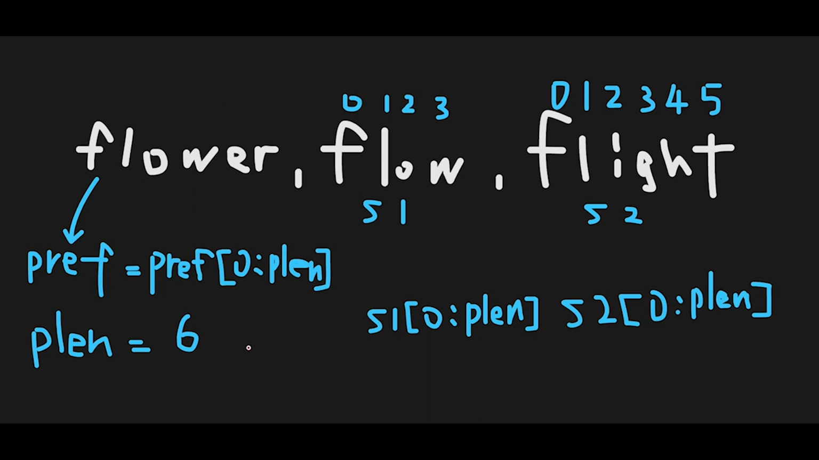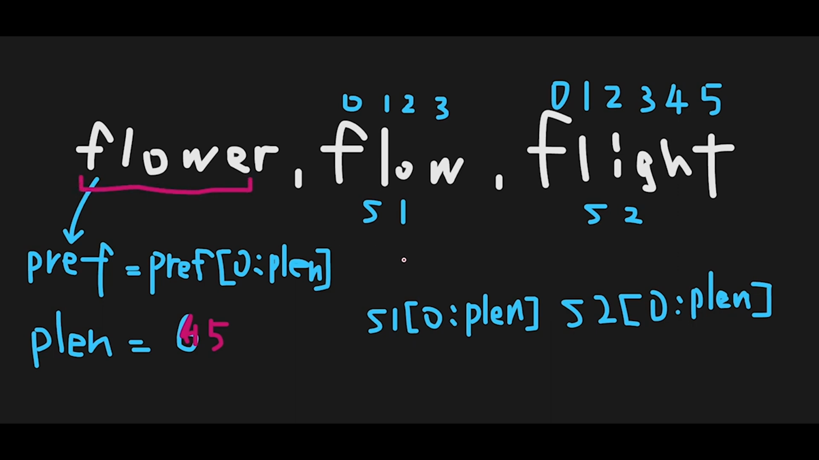They are not the same. In that case, add -1 to plen, so in this case, 5. And then if plen equals 0, we should return an empty string, but plen is now 5. In that case, update prefix from 0 to plen 5. That is 0, 1, 2, 3, 4, but 5 is not included, so now prefix is this area.